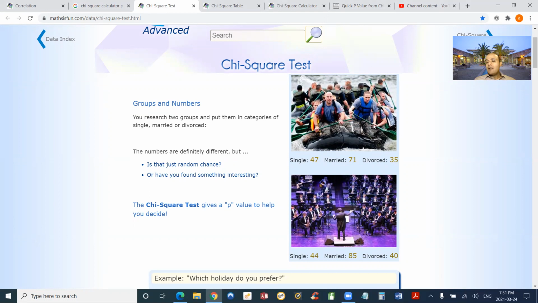The question is, what type of people would choose boat racing? You would like to take a look at this. You could say single people. 47 single people have been choosing boat racing, 71 people who were married and 35 who were divorced. And you want to see yes or no in terms of boat racing.